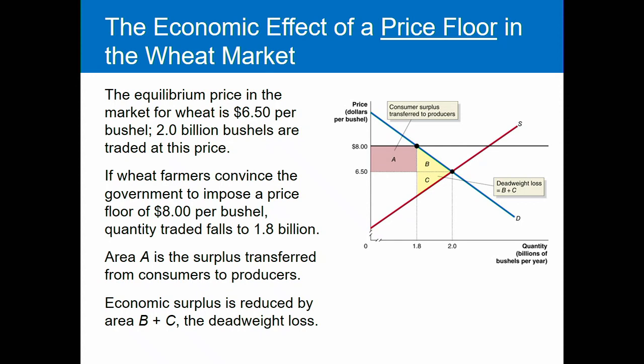And then we have these two areas, B and C, these triangles. Remember, these are transactions that are not taking place. In equilibrium, we have 2 billion bushels being sold. Now we only have 1.8 billion being sold. So all the transactions that would have been taking place in here are no longer taking place. So it's a deadweight loss in the economy. That's not going anywhere. So producers lose it and consumers lose it.